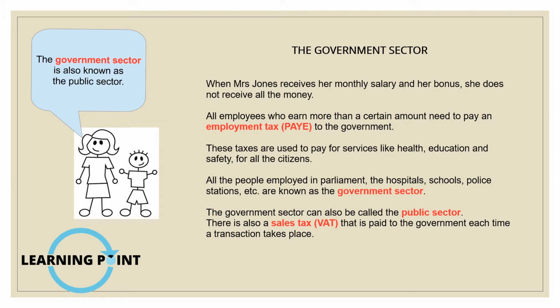So we are back. Once again, remember, Mrs. Jones and her son are a household. Mrs. Jones is in the labor market, and she works for a firm. This firm pays her monthly salary into her bank account, which goes back into her household. She then buys a smartphone from the goods and services market. This goods and services market has to pay a 15% sales tax back to the government sector. Mrs. Jones also has to pay employment tax, which is paid out of her salary to the government sector.